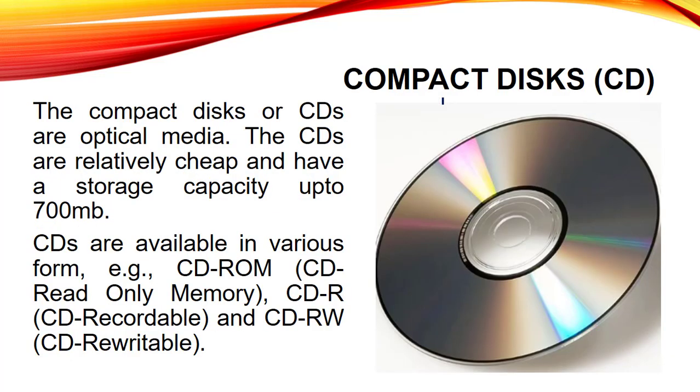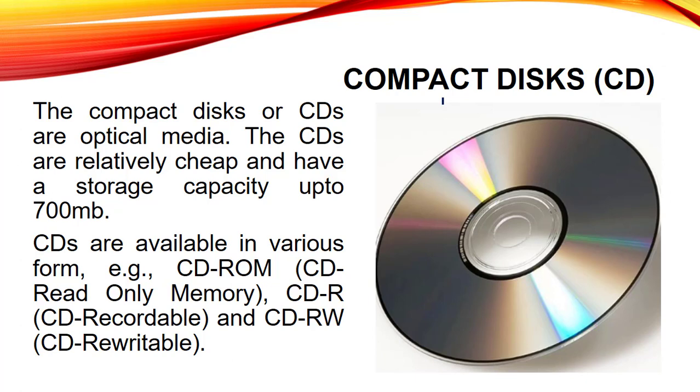Next we have the compact disk. The compact disk or CD is a very popular and very cheap storage device. Generally these CDs are very cheap; one CD will cost you a maximum of 10 rupees. And they have a very limited storage capacity. We can only store up to 700 MB of data, that is 700 megabytes. These CDs are generally used for storing media files such as audios or videos.